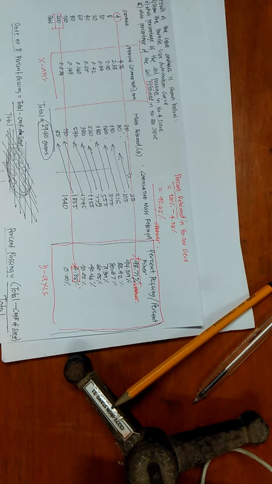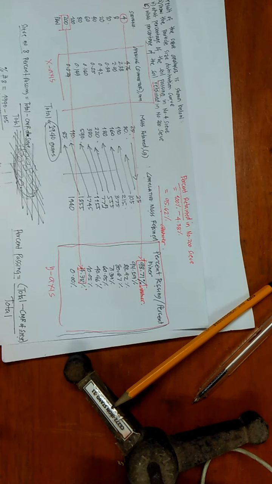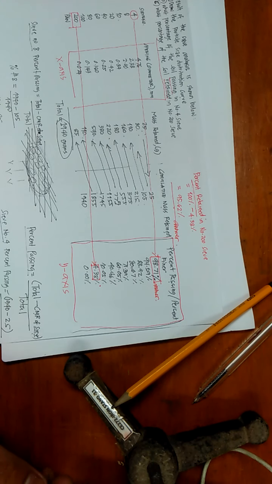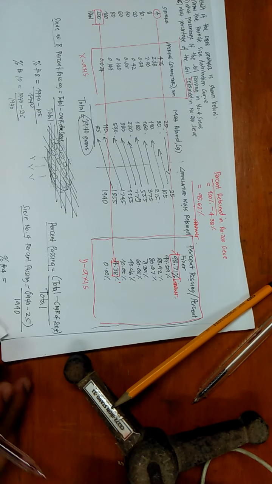Okay, that is for example number 1. Next, let's proceed to your sample number 2 using USCS and AASHTO.